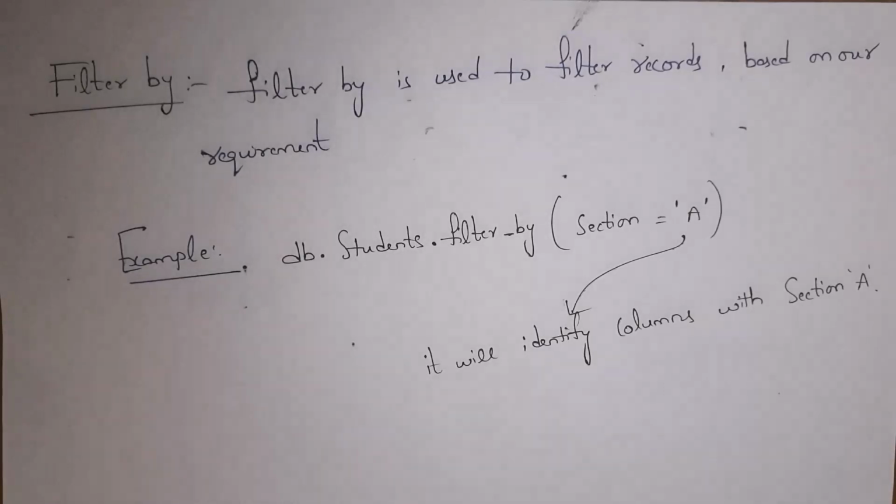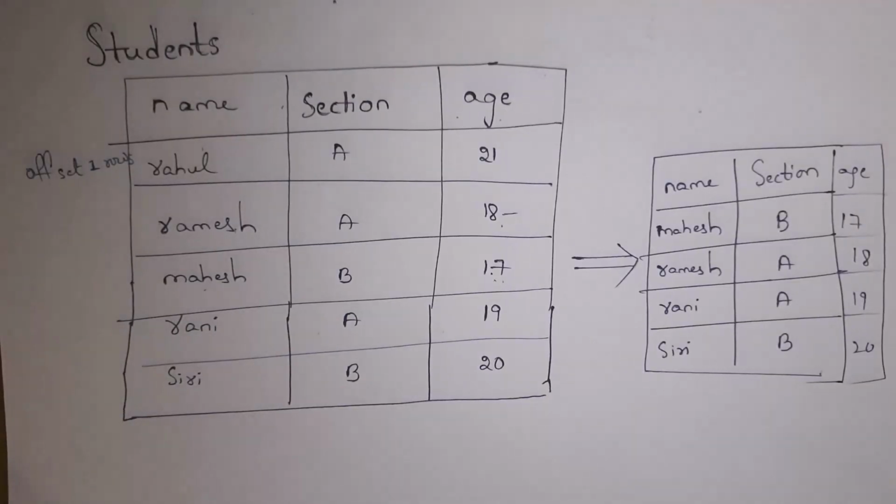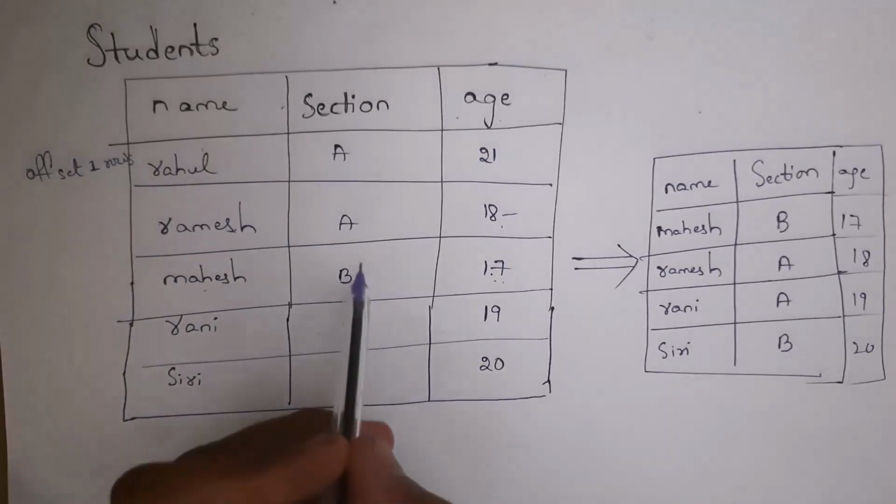Next I will explain what is the use of the filter by clause. The filter by clause is used to filter records based on our requirement. For example, from the students table, I don't want section B data.